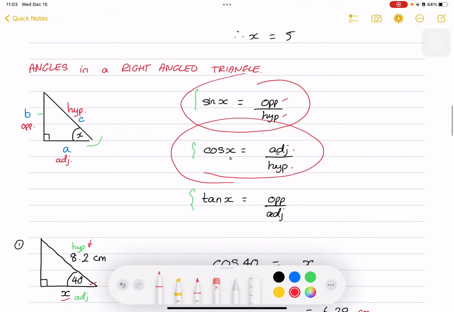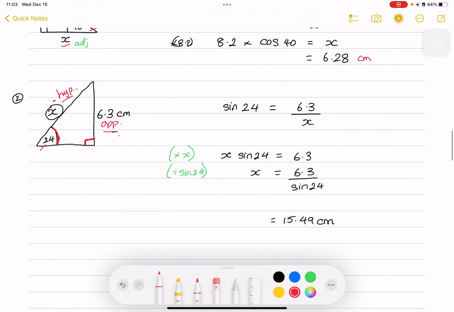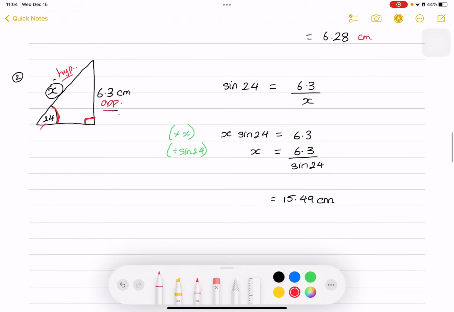So now let's substitute that into our working. Sine 24, that's the degrees, is equal to 6.3, which is the opposite, over x, your hypotenuse. So therefore we need to make x the subject of the formula. All we have to do is multiply both sides by x. So you get x sine 24 is equal to 6.3. Remember, when you multiply both sides by x, on this side the x's cancel out. So that's how we end up with 6.3. And obviously you need to multiply the left side by x as well, right? Just to remind you guys.